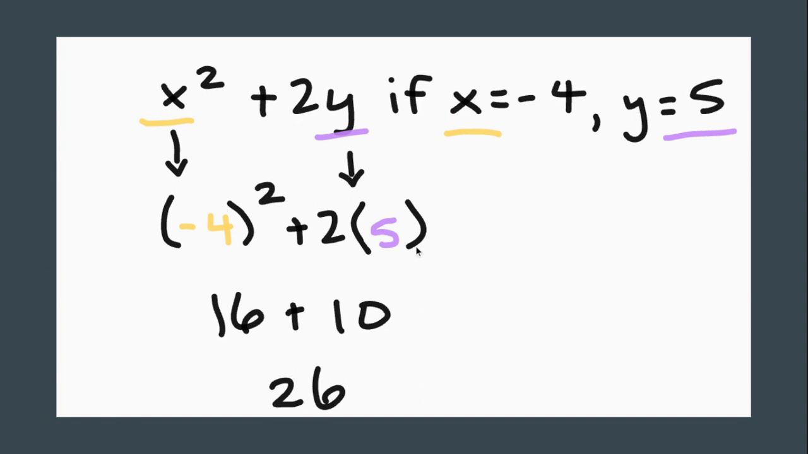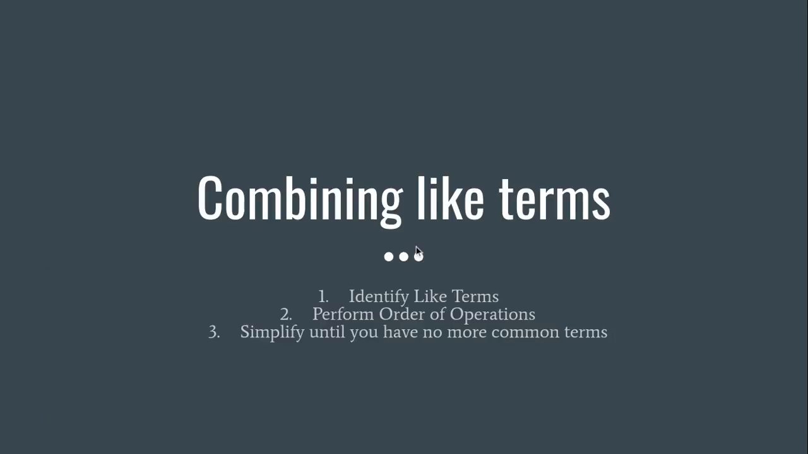It would be different if that negative was on the outside. So here you got your 16 from that, and then when you substitute in your y, you're going to get 5 times 2, which is going to give you 10, and that leaves the addition, so 16 plus 10 is 26. Your next way of simplification is combining like terms.